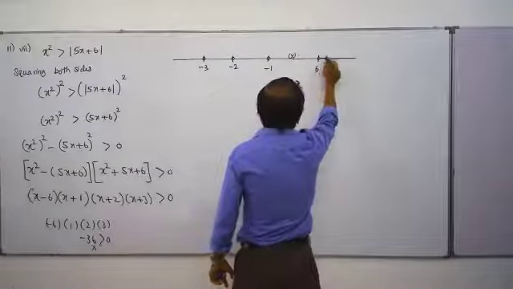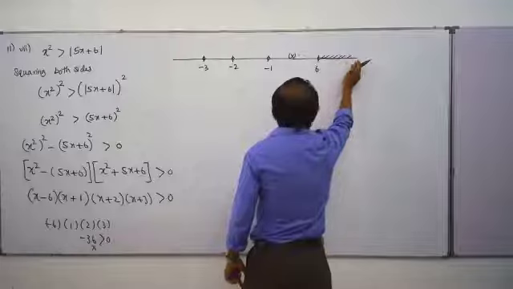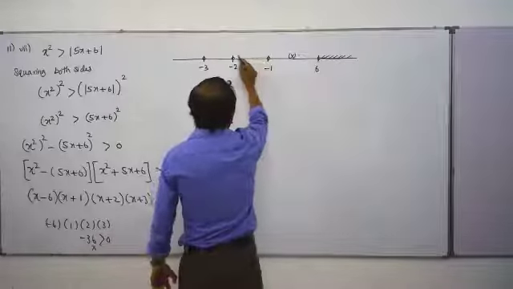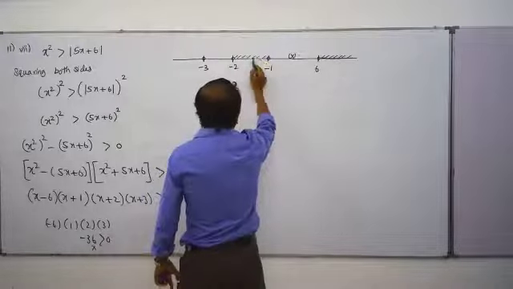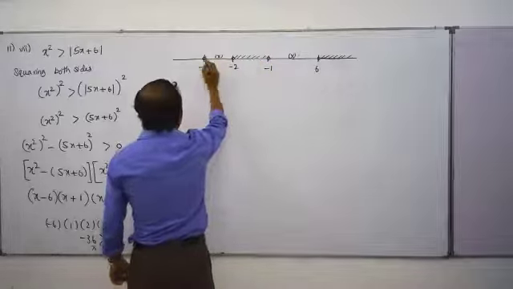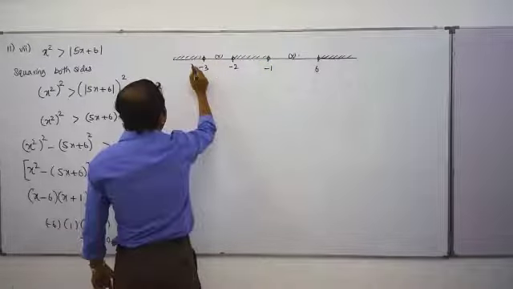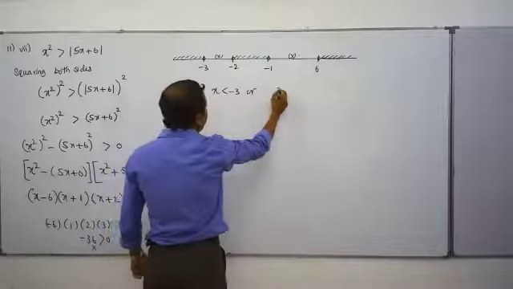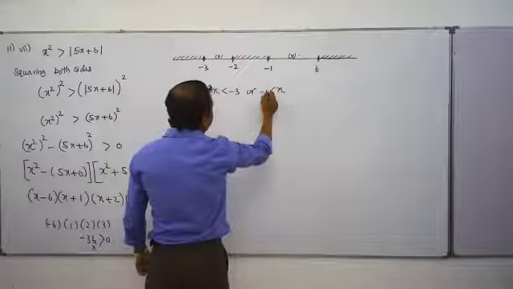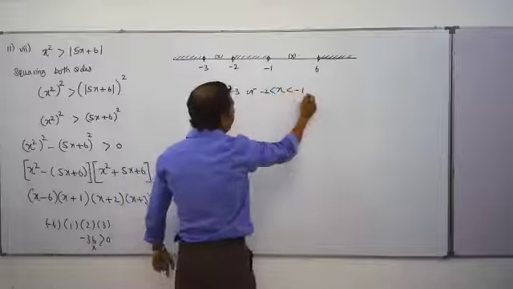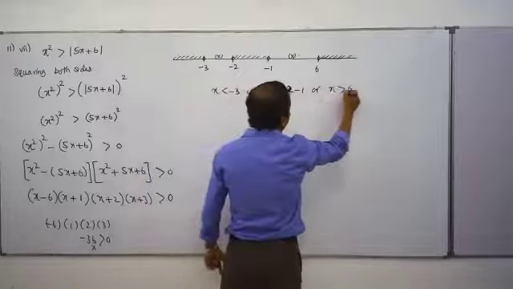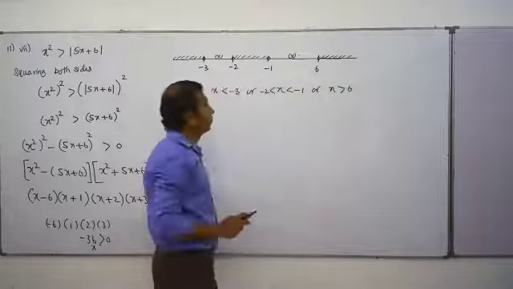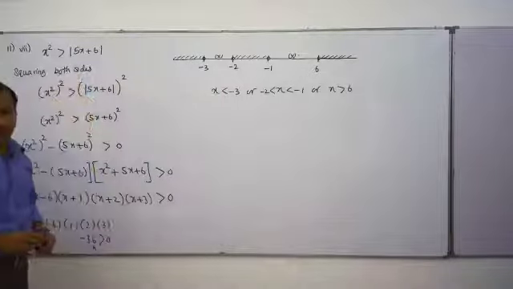Then this satisfies. This satisfies. This does not. This satisfies. The answer: x less than -3 or x between -2 and -1 or x greater than 6. This is how we write the terms.